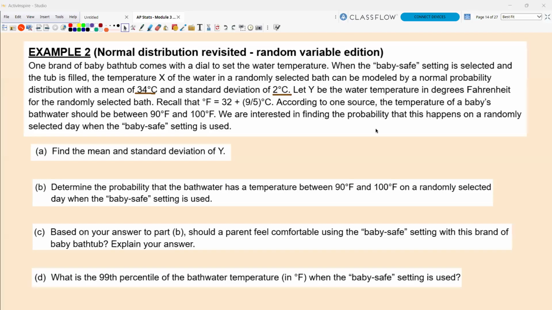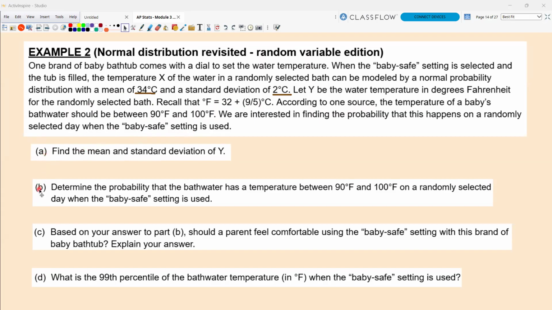Let Y be the water temperature in degrees Fahrenheit for the randomly selected bath. Recall that the degrees Fahrenheit is 32 plus 9/5 times the degrees Celsius. According to one source, the temperature of a baby's bath water should be between 90 and 100 degrees Fahrenheit. We are interested in finding the probability that this happens on a randomly selected day when the baby safe setting is used. So for part A, we want to find the mean and standard deviation of Y.